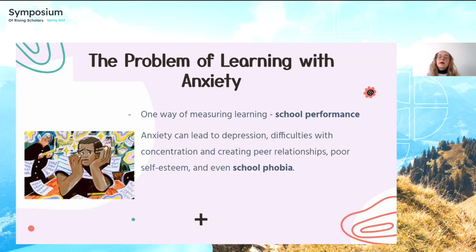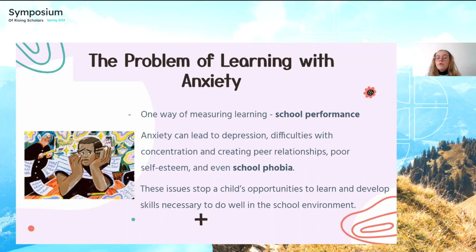So anxiety, as I said, can lead to depression, as well as difficulties with concentration and difficulties with creating peer relationships, especially because of social anxiety disorder, as well as poor self-esteem, as I mentioned earlier. And in more extreme cases, it actually can lead to school phobia. So overall, ultimately, these issues stop a child's opportunities to learn and develop skills that are necessary to do well in the school environment. And anxiety limits a child's ability to reach their ultimate academic strength in the stages of development.